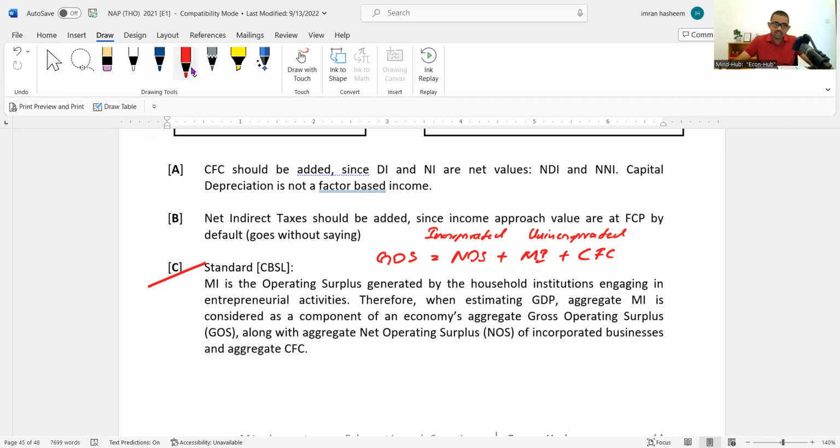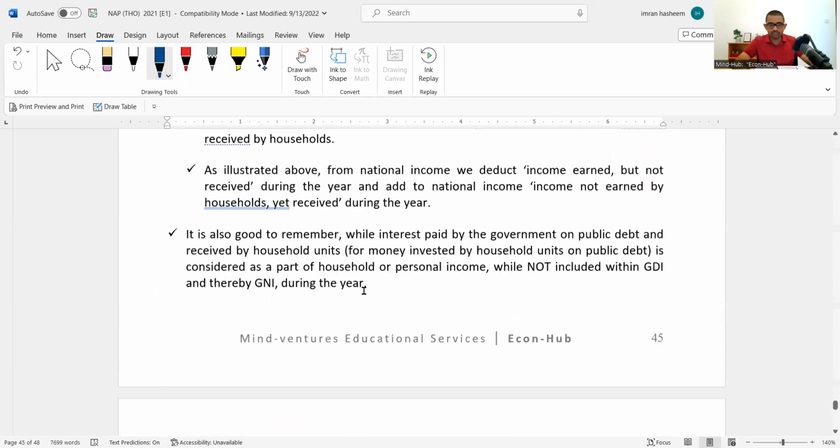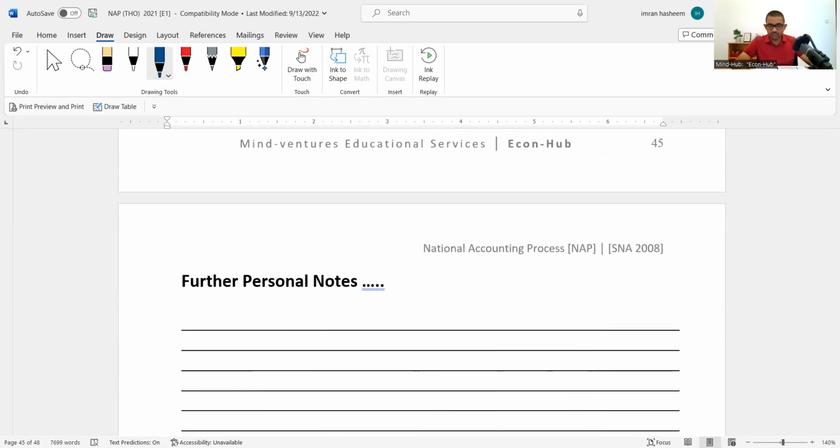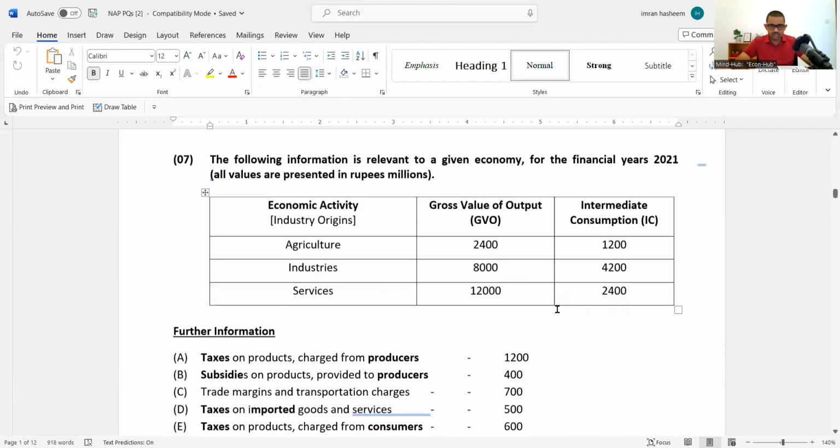Because it's gross, we need to make sure the CFC component is included, because we are looking for a gross value, right? So we take the operating surplus of unincorporated businesses, right? Yeah, that's about it. So we'll look at the theory practice question, right? We'll use this. I think it will be clear enough. Yeah. So let's move on.